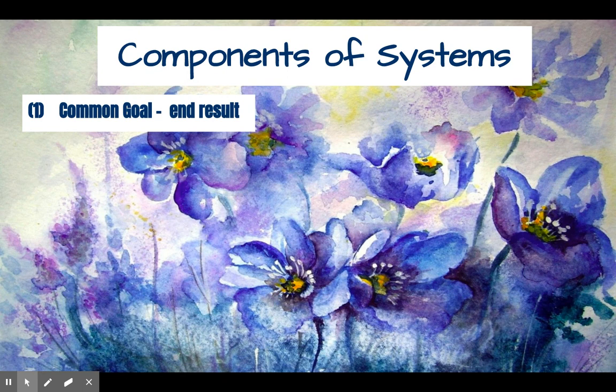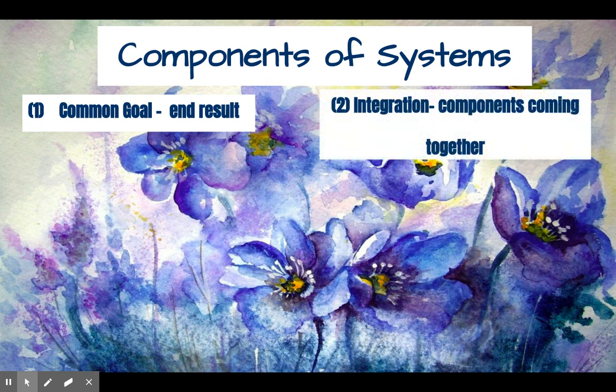Well, if we're using the train system for the example, we want the train system to reach their destination from one place to another place. Okay, so that's the end goal. The end goal is you want to use the train system to go from point A to point B. The second component of the train system, because we're still using that as our example, is integration.